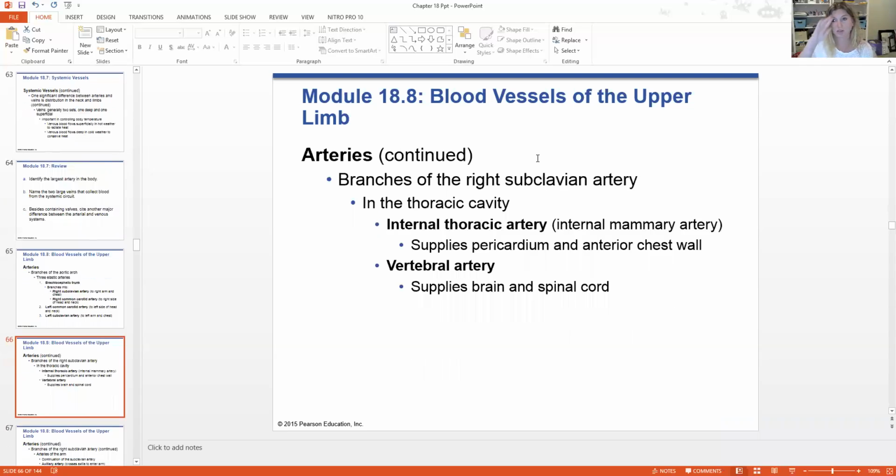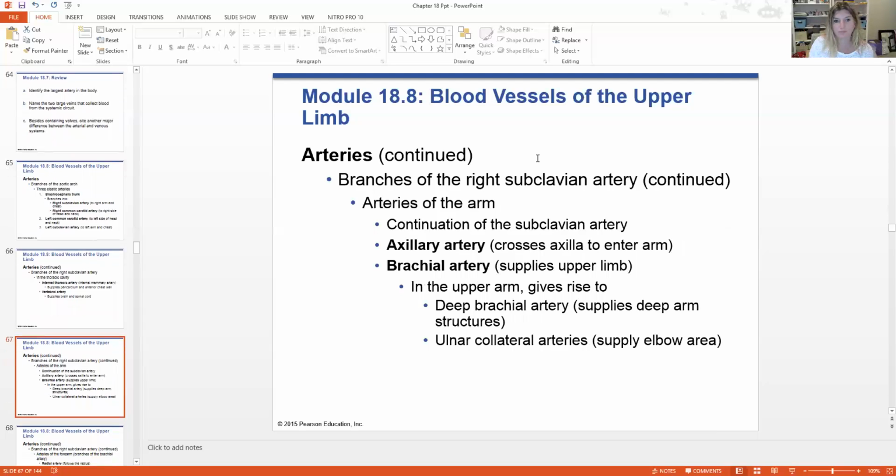And these, of course, are the arteries, which 99% of them have a vein that's named the exact same thing. So you have a vertebral artery and you have a vertebral vein. Axillary artery, brachial artery, same thing. You have veins that are named the same thing. These are branches from the subclavian.